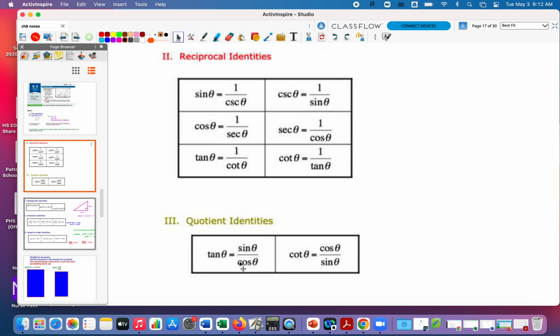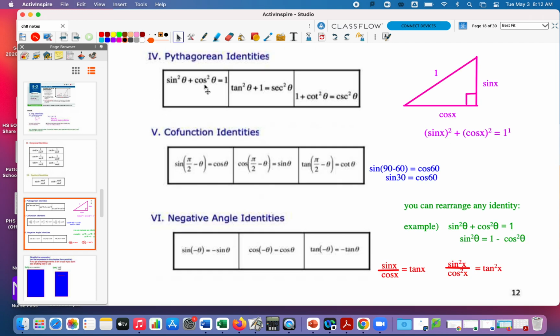Quotient identity, we've seen the tangent one when we're doing our unit circle especially. We got tangent is sine over cosine, and therefore cotangent, if you just flip it, is cosine over sine. By the way, I will give you a reference sheet, so you do not need to memorize these, although if you do enough of these problems, you'll probably recall quite a few of them. Here's some new ones for you. And in class, we can go into more details on how some of these other ones are derived.